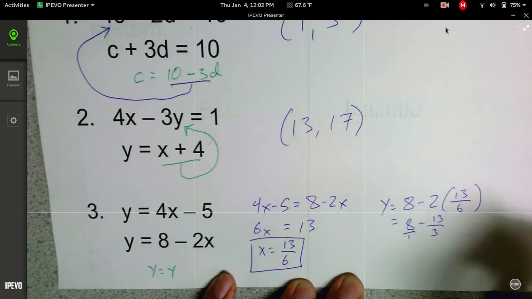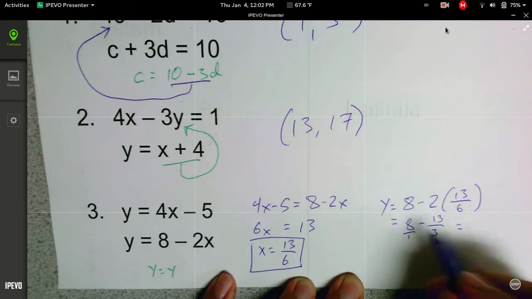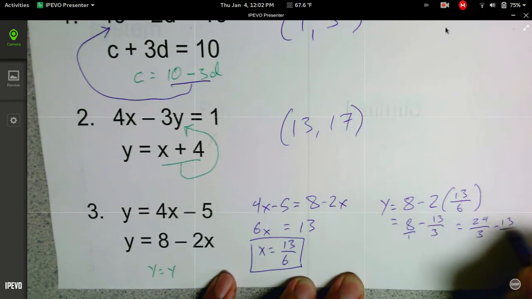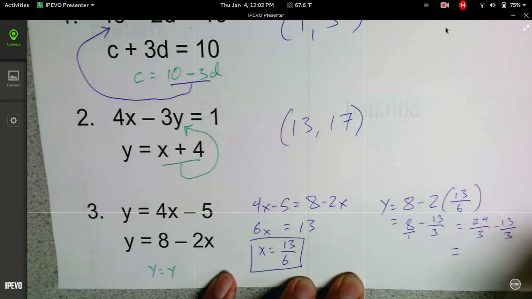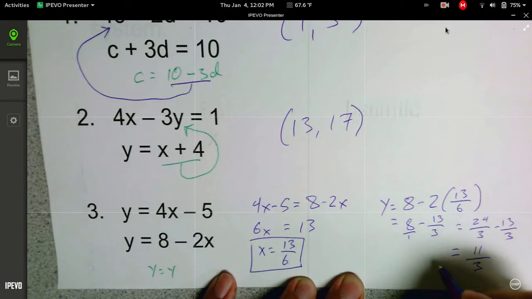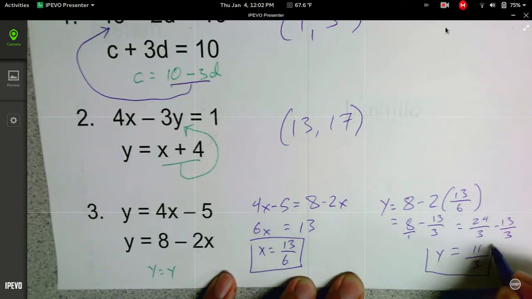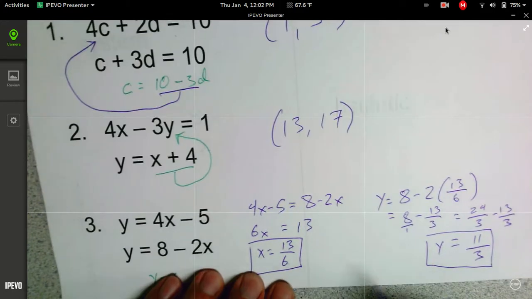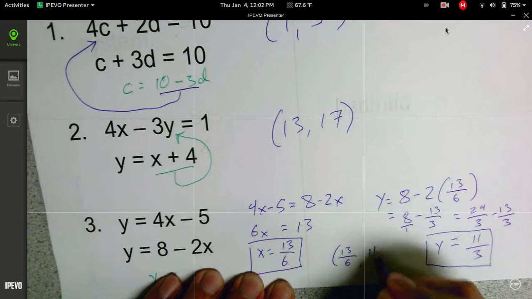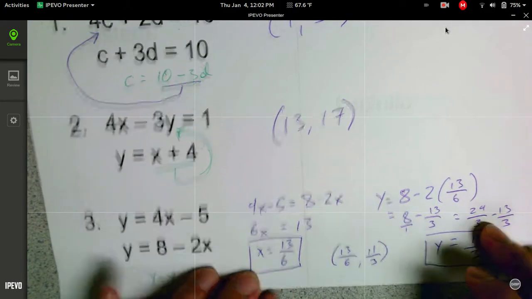This is over 1. I want to simplify that some more. So 3 times 8 is 24. So it gives us 24 over 3 minus 13 over 3. When I simplify that, 24 minus 13, what is that going to be? That's 11, I believe? Right? Let me do some quick math here. Yes, it's 11. So I get 11 over 3 is what y is equal to. Two really ugly numbers. So my final point here should be 13 over 6 and 11 over 3. Okay, so there you go.